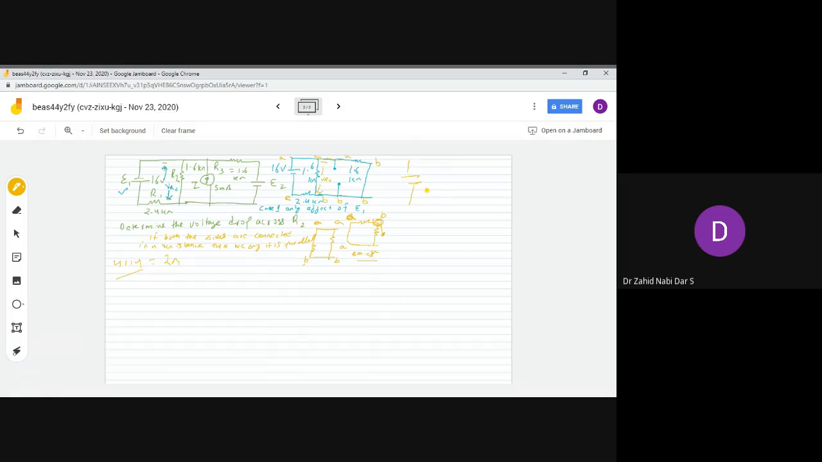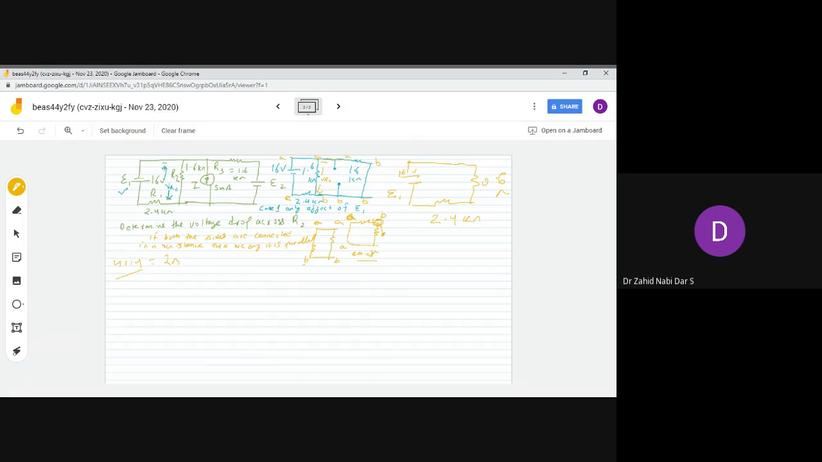So the network is still reduced. E1 is equal to 16 volts. This series combination will become 2.4 and this parallel combination becomes 0.8. So this becomes 2.4 kilo ohms and this is 0.8 ohm.